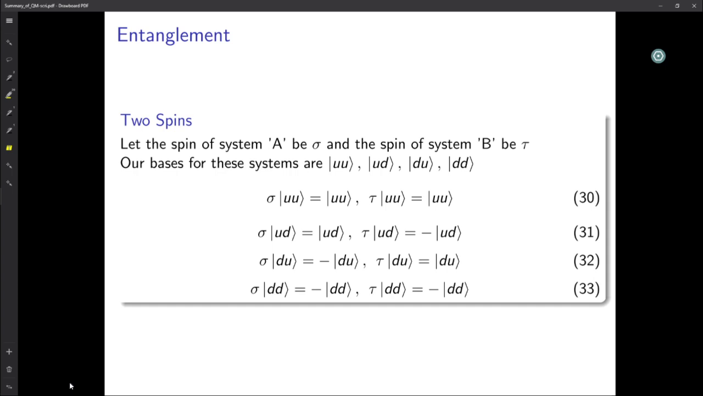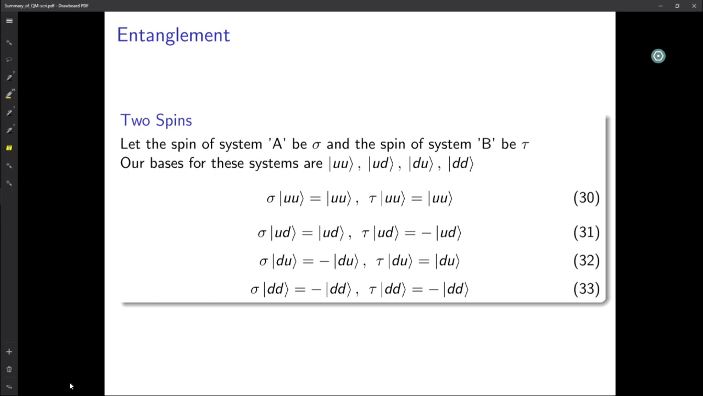So if I have the sigma vector operator, that is the spin vector, sigma acting on the bases u and u, I'll tell the results as to what is the conclusion of showing all of these equations. So if sigma acts on uu, it gives me the ket of uu. Again, if sigma acts on ket ud, it gives me ud. If sigma acts on ket du, it gives me minus du. Sigma acts on ket dd, it gives me minus dd.